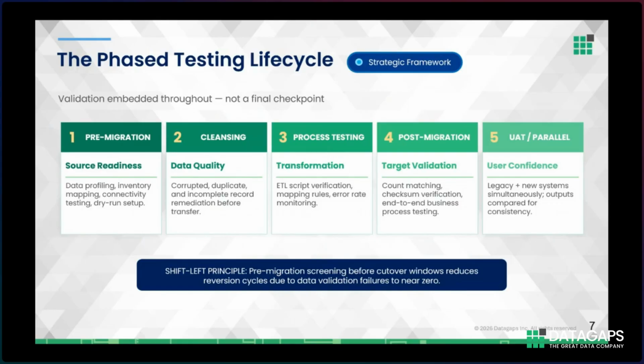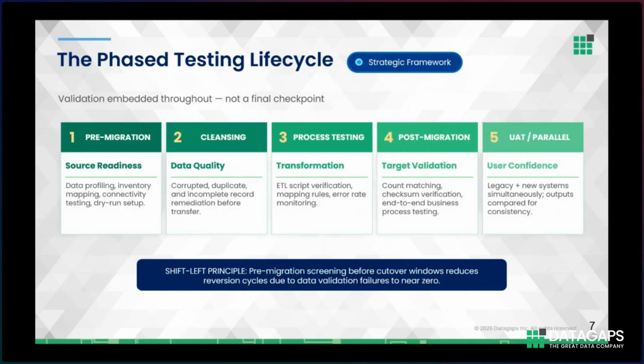The pre-migration stage is where you establish the source baseline. So this means profiling the data quality, inventorying dependencies, testing the connectivity, and building a dry run environment. And teams that skip this phase are effectively migrating blindly. They have no baseline to reconcile against.